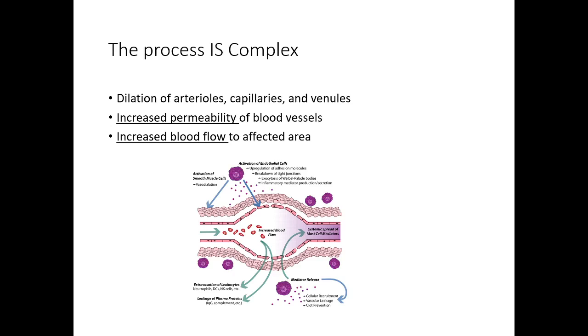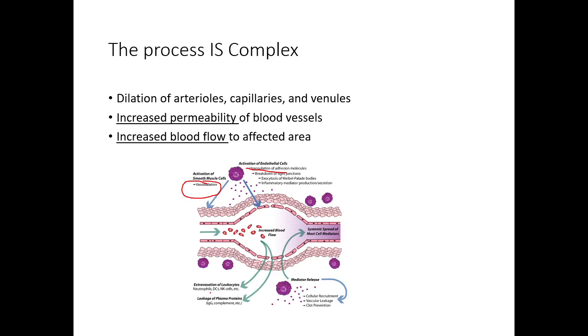The process is complex. There's the dilation of arterioles, capillaries, and venules, so everything dilates, which increases the permeability of blood vessels and increases blood flow to the area. Once we have the increased blood flow, we start to see the activation of smooth muscle cells. Well, we get the vasodilation. We have the activation of the endothelial cells, which upregulates adhesion molecules and breaks down the tight junction. We get exocytosis of certain bodies, inflammatory mediator production and secretion. We get extravasation of leukocytes, so they come out into the tissue.